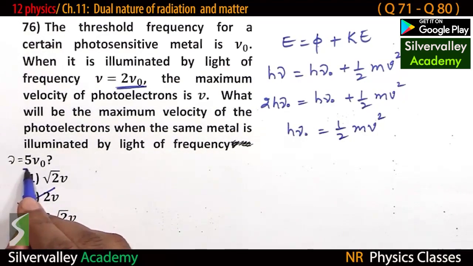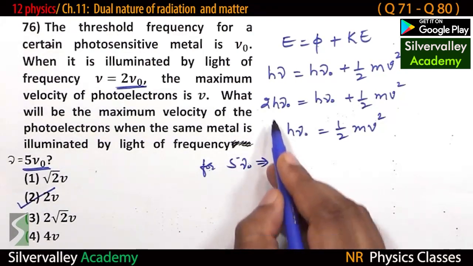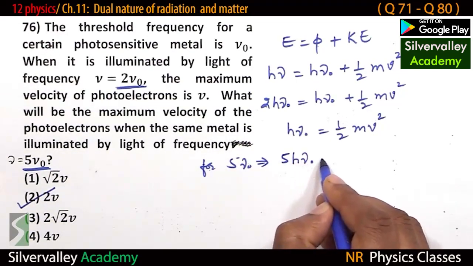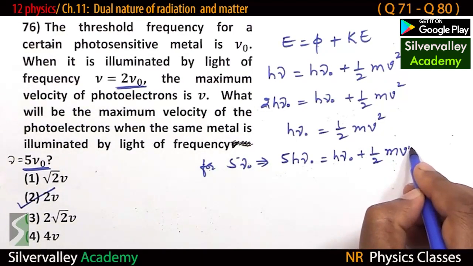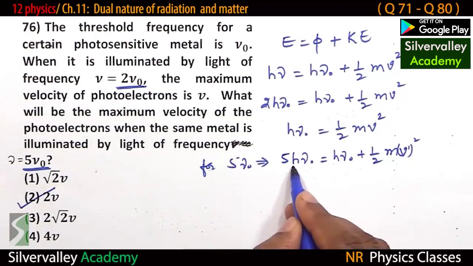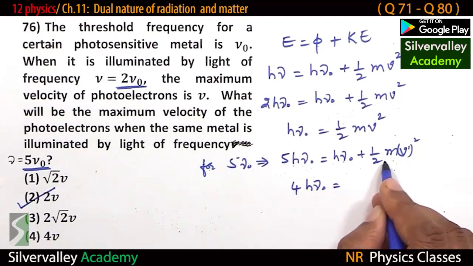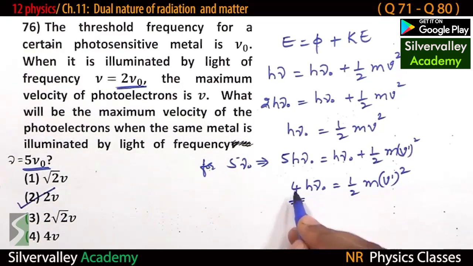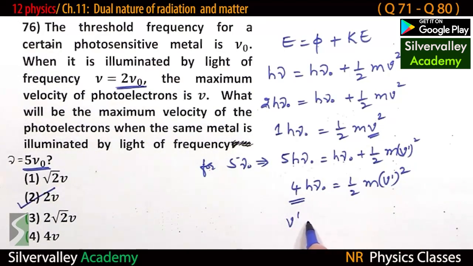Now the second case, for 5 nu naught. The incident light is 5 nu naught. Therefore 5 h nu naught equals h nu naught plus half m v dash square. 5 times minus 1 time becomes 4 times, so 4 h nu naught is half m v dash square. See, 4 times 1 time v square, 4 times, so v dash should be equal to 2v.